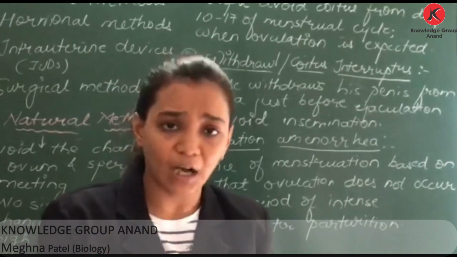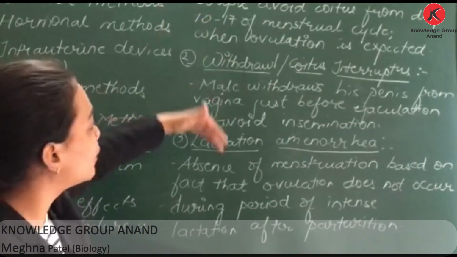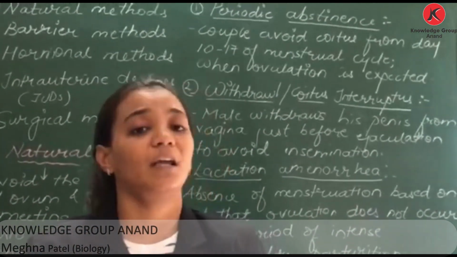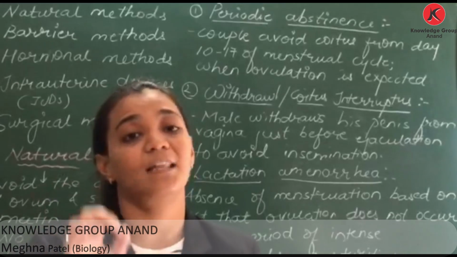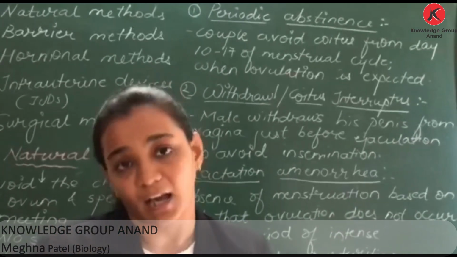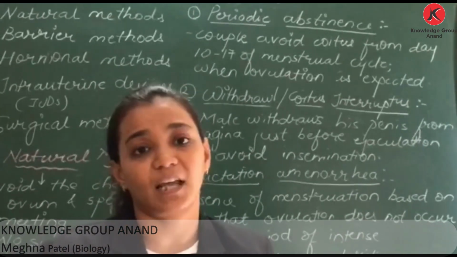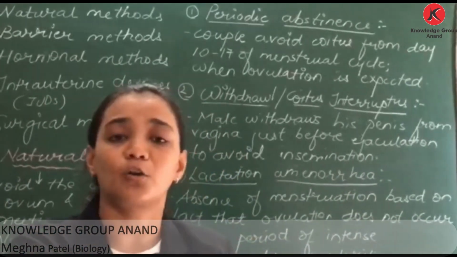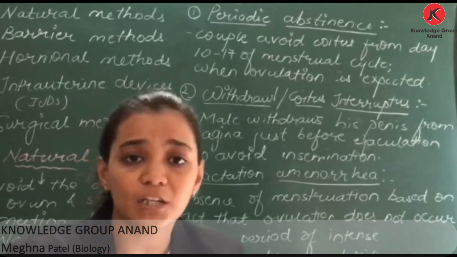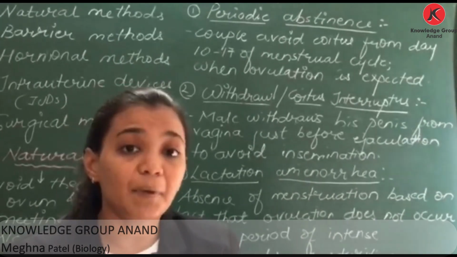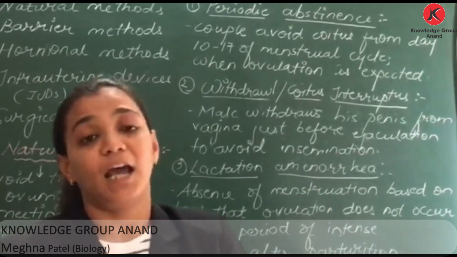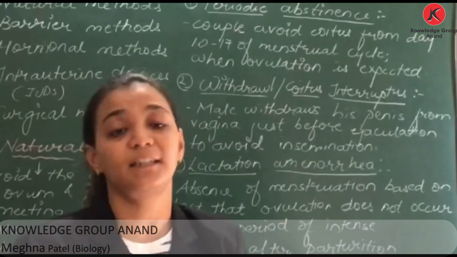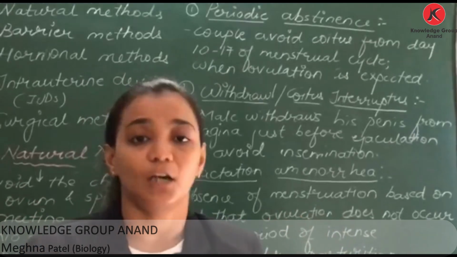However, lactation amenorrhea, withdrawal and periodic abstinence, these three methods do not have any side effects, but their chances of failure are very high. Many times it can happen that you expect the female is lactating and she will not undergo menstruation or ovulation, but she might ovulate and she might again get pregnant. So these methods have a drawback: they are not 100% assured.